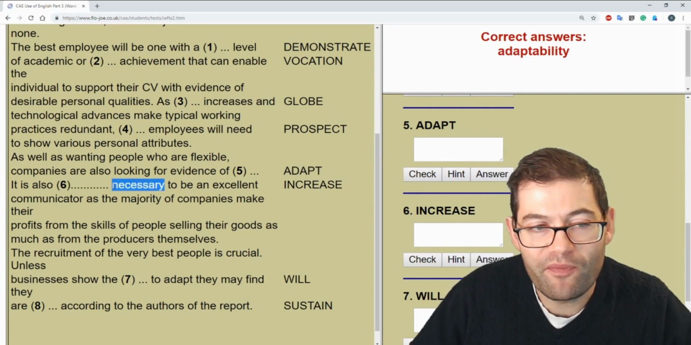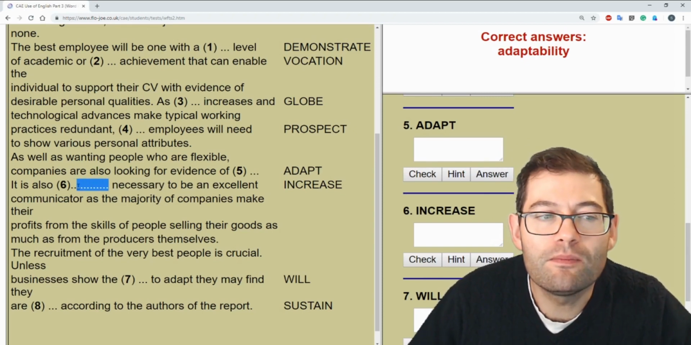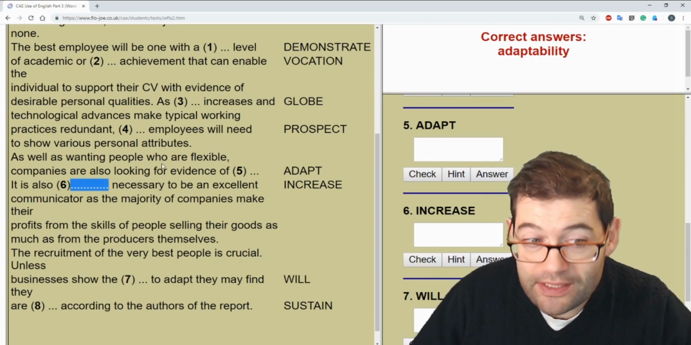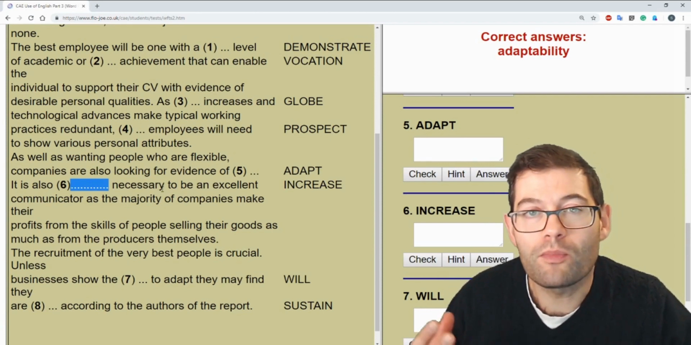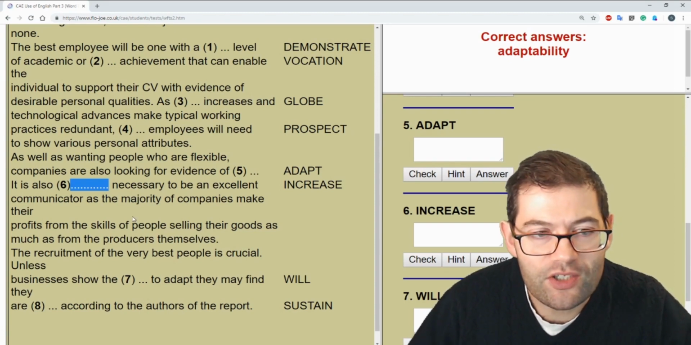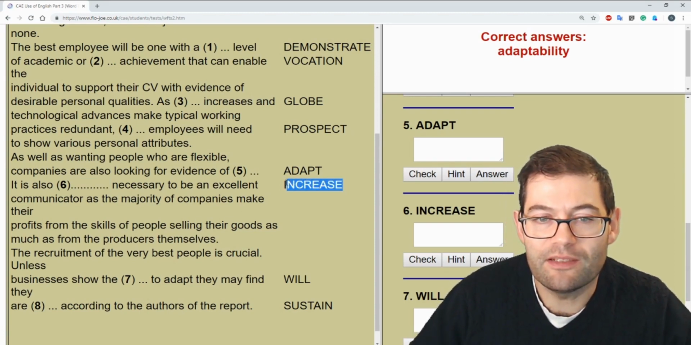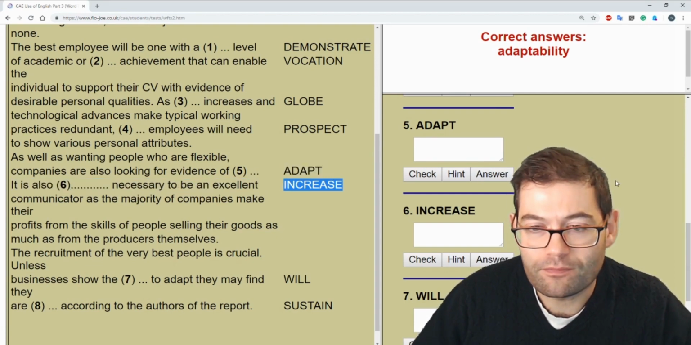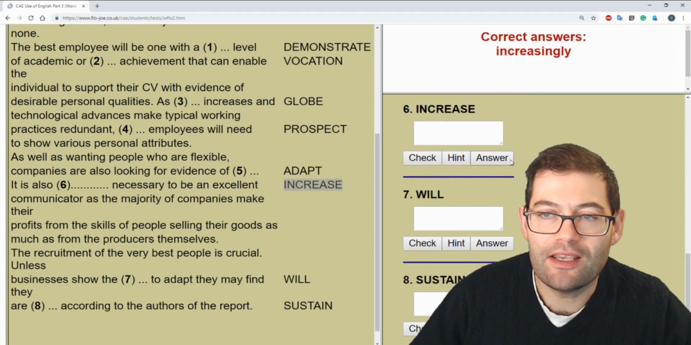It is also, for question number 6, we've got our gap here, and we've got our gap before the adjective necessary. So what we need here is a modifier which modifies necessary. Well, necessary is an adjective. What modifies adjectives? Adverbs modify adjectives. So we need the adverb form of this verb, which is increase. And the adverb form of increase is increasingly.